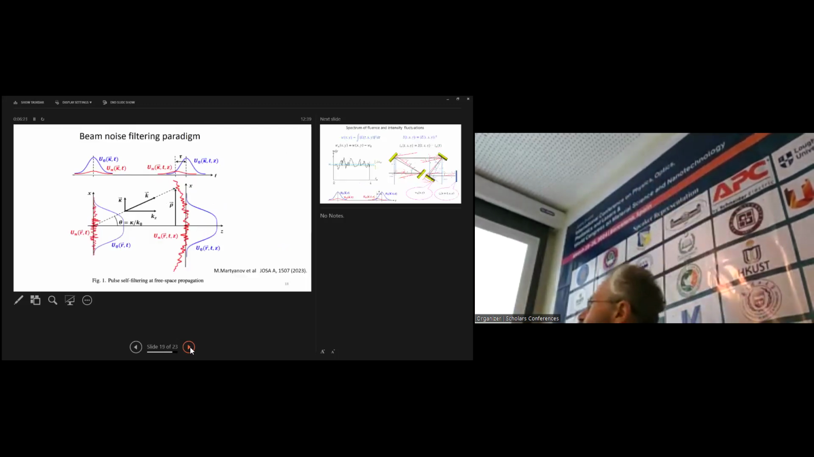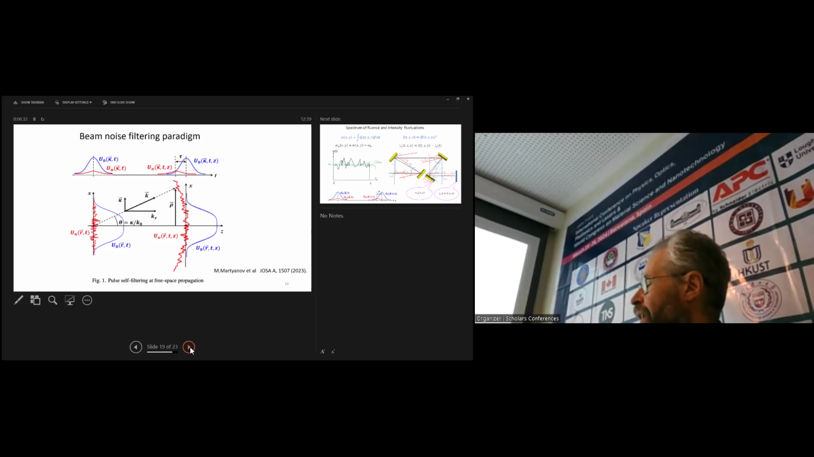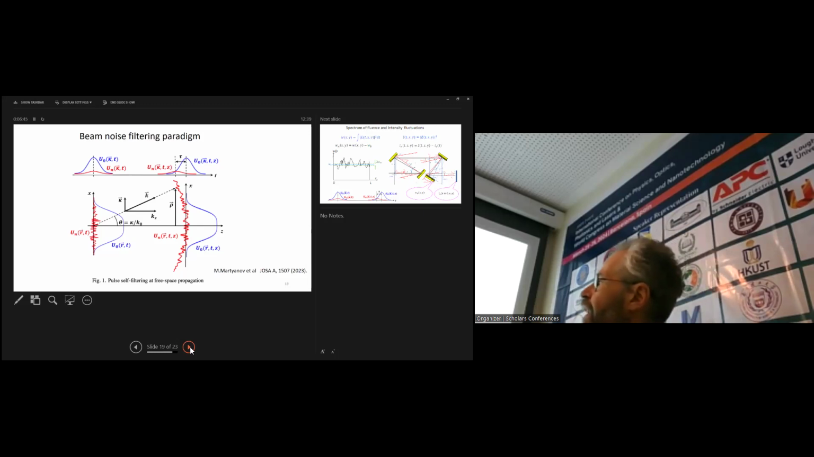I skip all the math, but I would like to stop on this very simple picture, which explains physically why the beam is cleaned up from the noise in the grating in the asymmetric compressor. The simple estimation, as I already told, is just beam smoothing through propagation in space.